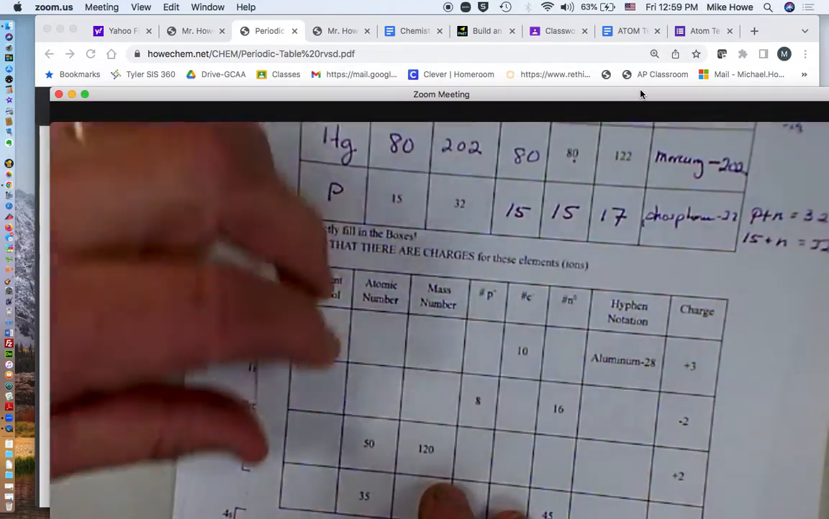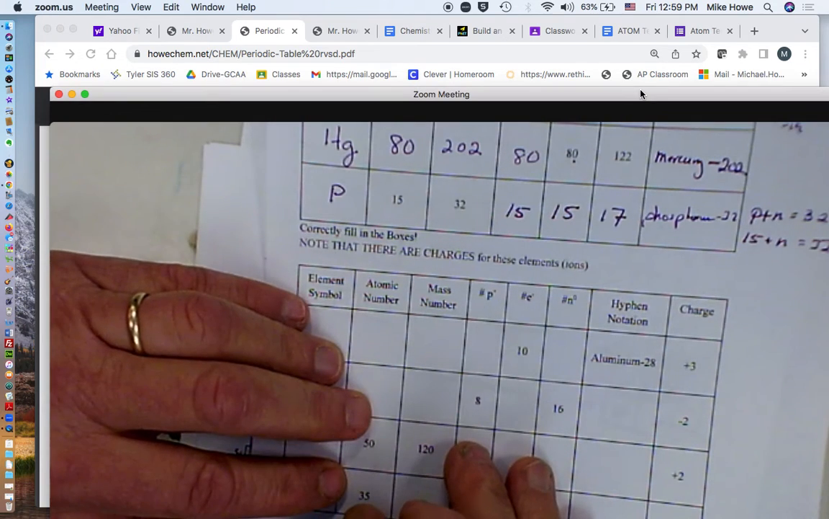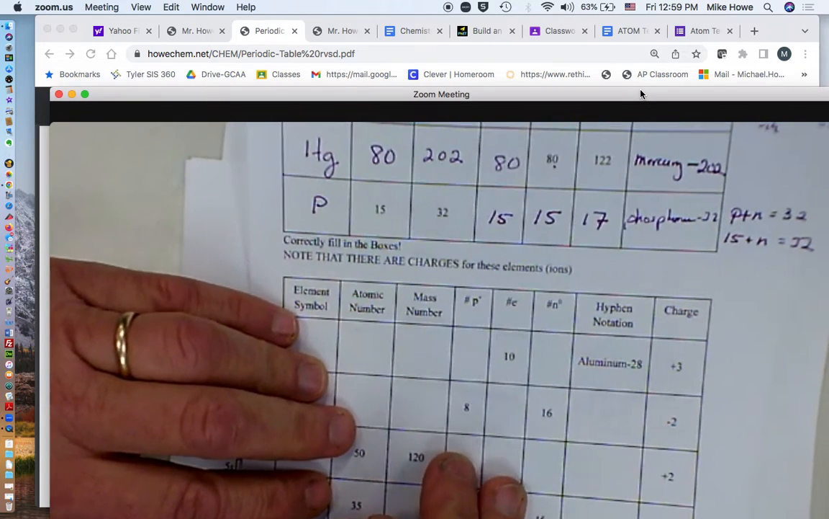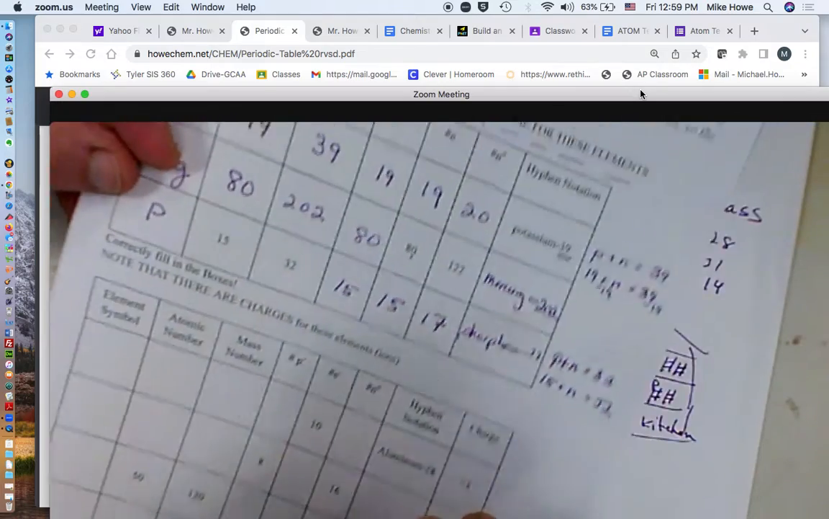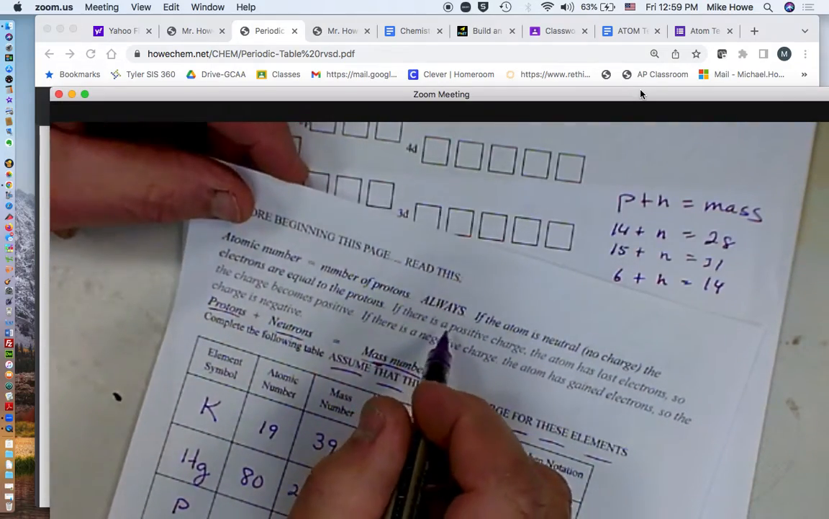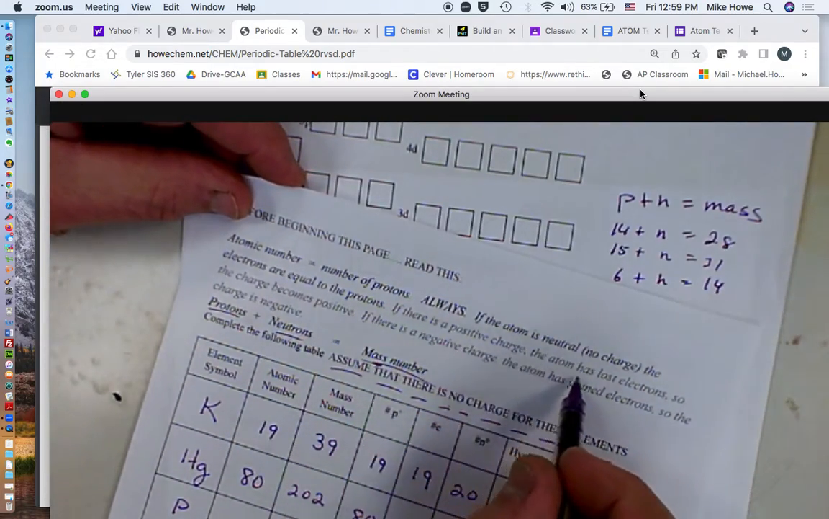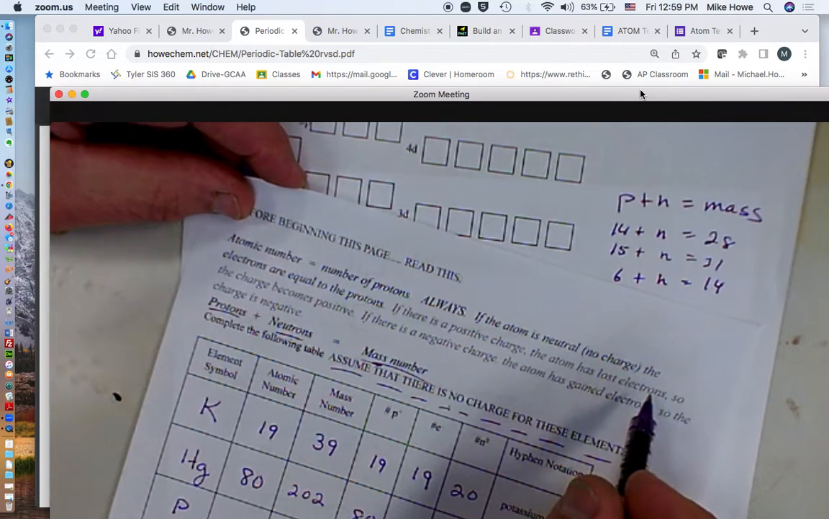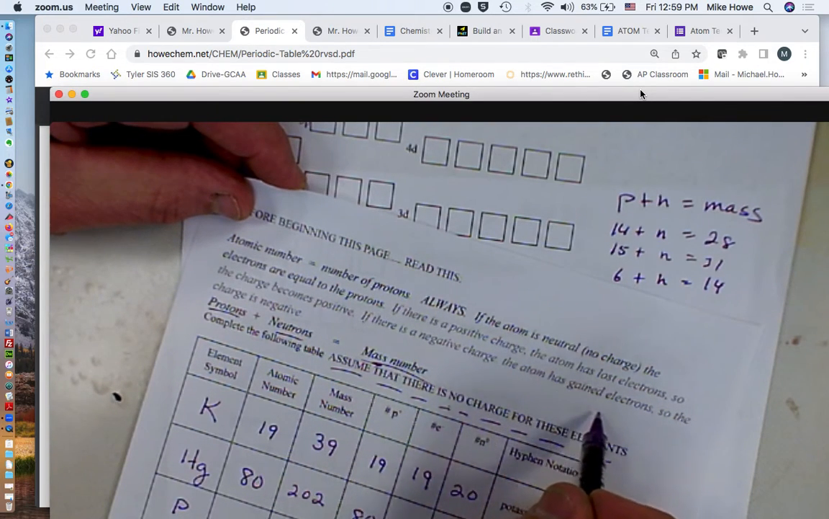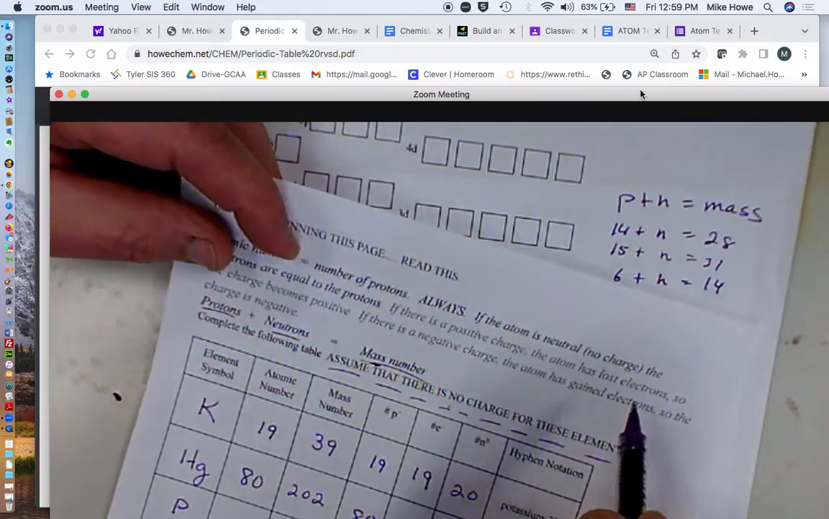Now the bottom part, the protons and the neutrons work the same way. The electrons are a little different because it says that there are charges. So let's go back and see how to handle charge. If there's a positive charge, the atom has lost electrons, so the charge is positive. If there's a negative charge, the atoms gain electrons, so the charge is negative.